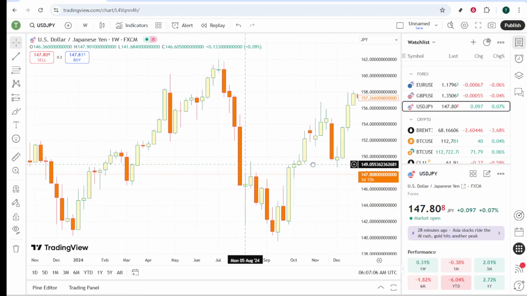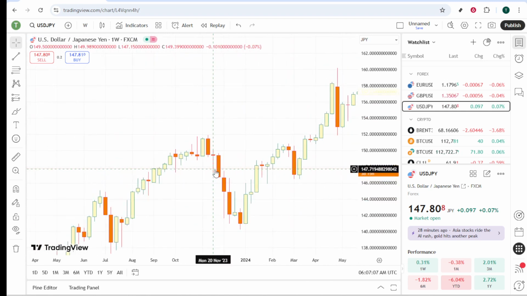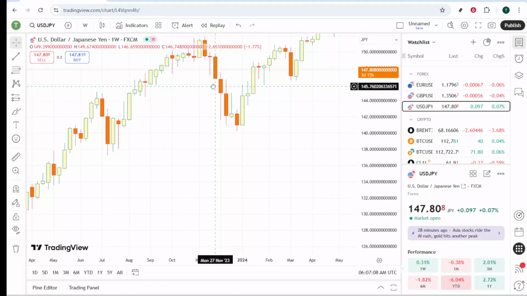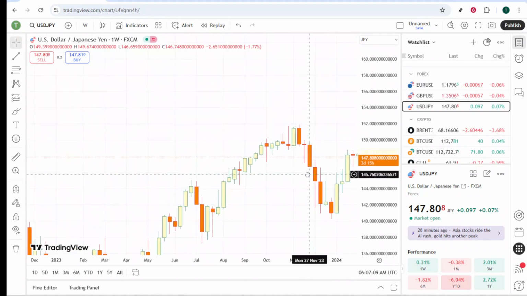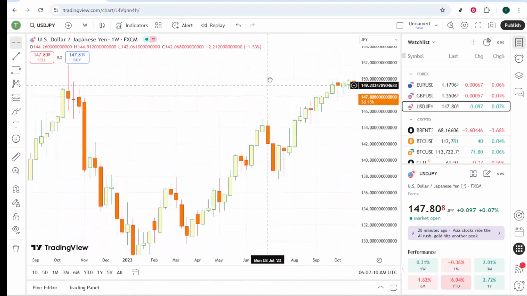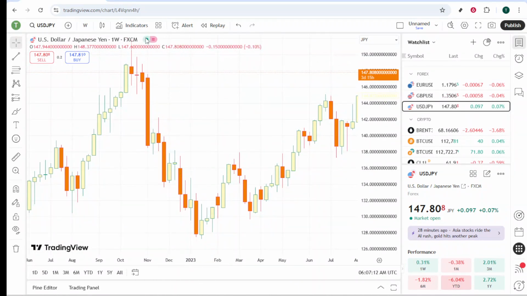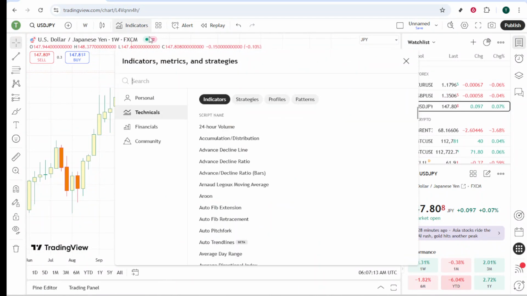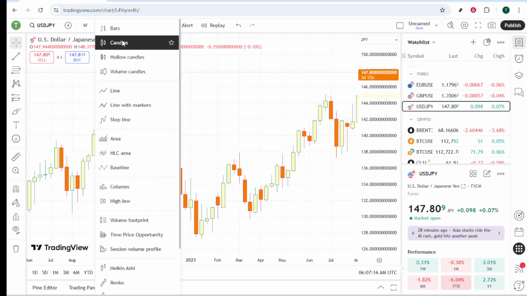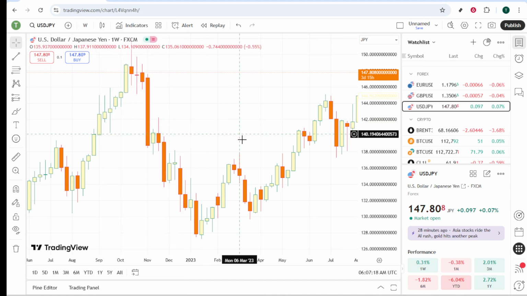Next, let's dive into navigating and customizing your charts. TradingView offers extensive options to personalize your charting experience. You can easily adjust chart types, whether you prefer line charts, bars, or candlesticks. Just a few clicks will switch your view seamlessly. To further tailor your charts, you can modify time frames ranging from seconds to monthly intervals, allowing you to capture market trends that best suit your trading strategy.